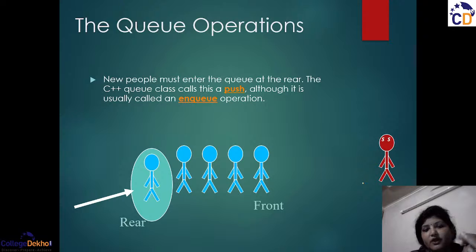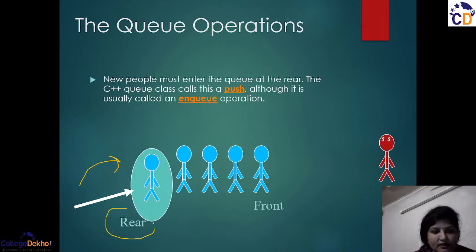We see how we insert elements in the queue and how we delete elements from the queue, right? New people must enter the queue at the rear. So whenever we want to insert any item into the queue, it is from the rear part. Rear part means from the end of the queue, from the back of the queue, right? So I'm writing back or end.